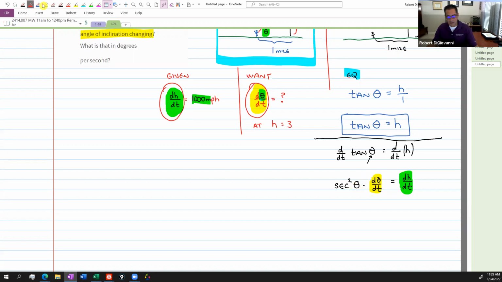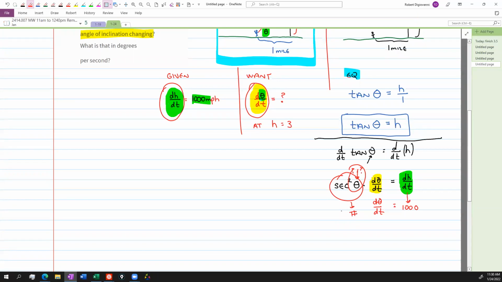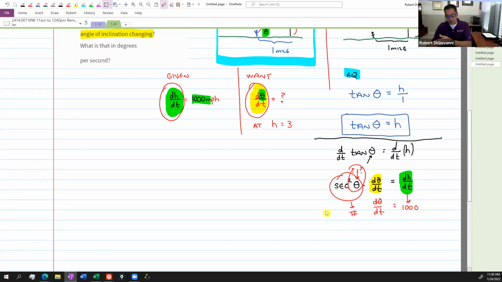Do y'all understand that? This right here is 1,000. d theta/dt is what we're solving for. If we just knew what theta was, then I could figure out what that is, and it would just be a number, wouldn't it? So do we move that to the other side? Yeah, we'll have to move the secant squared theta to the other side, but I need to know what theta is.